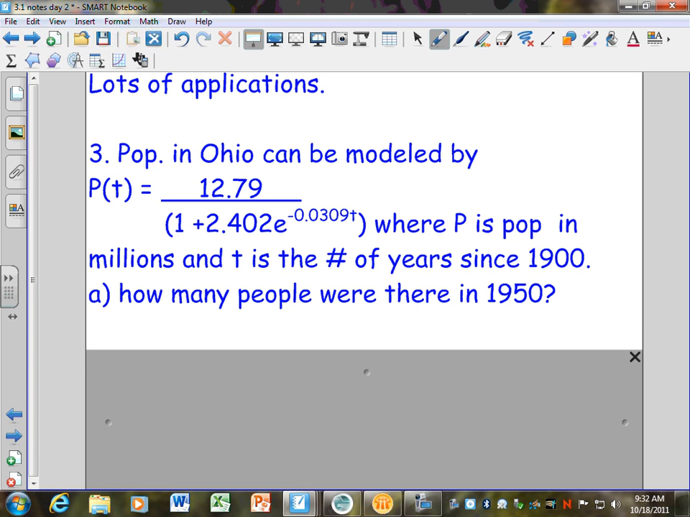So part A says, how many people were there in Ohio in 1950? What do we need to do to find how many people were in Ohio in 1950? Plug in 1950 for T? Just 50, because T is the number of years since 1900, so you have to pay attention to that. If you don't have a calculator, come and get one, because I want to talk about approximating and how to get very precise answers here.